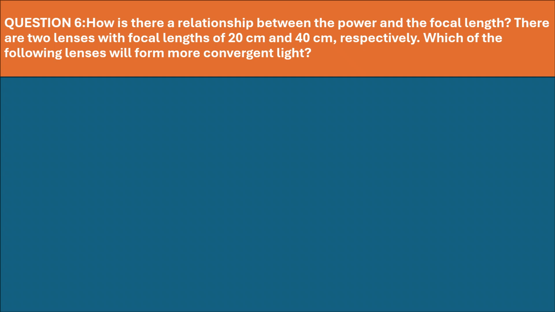Question number 6. What is the relationship between the power and the focal length? There are two lenses with focal lengths of 20 cm and 40 cm respectively. Which of the following lenses will form more convergent light?